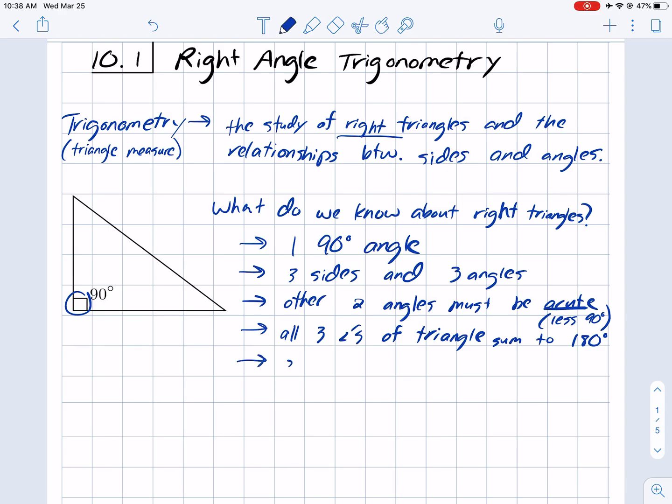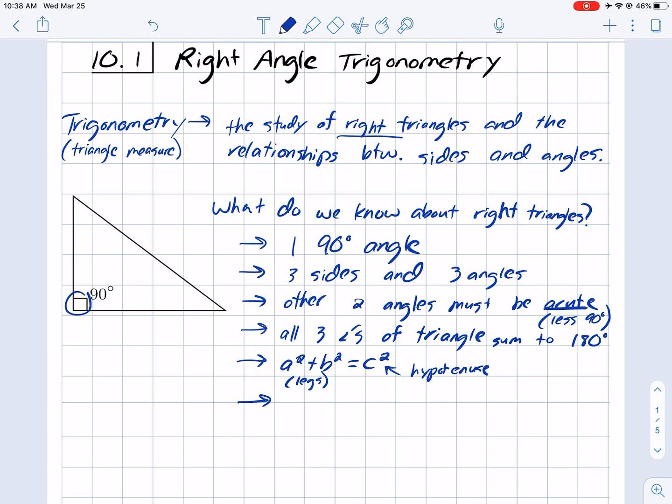Maybe some of us wrote down the Pythagorean theorem. A squared plus b squared equals c squared. You can use it every time. C is the hypotenuse. A and b are your 2 legs. They're interchangeable.